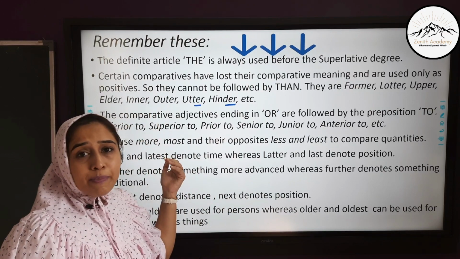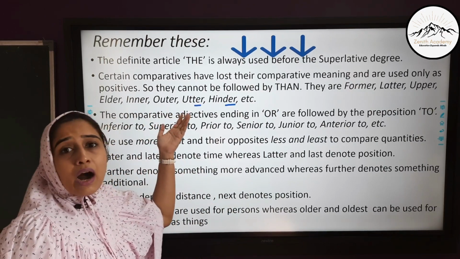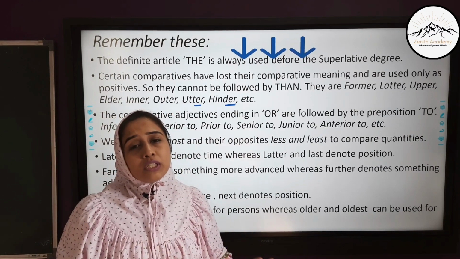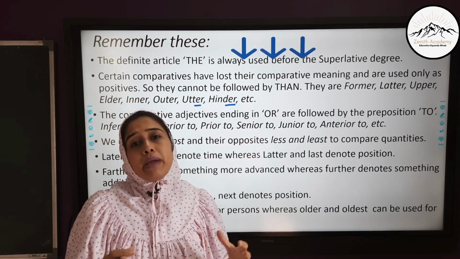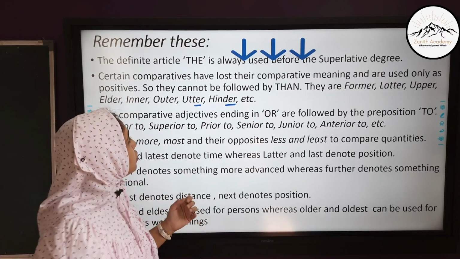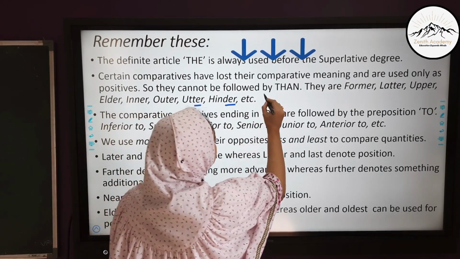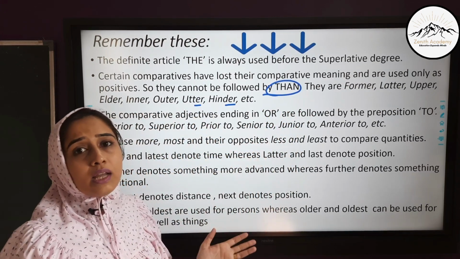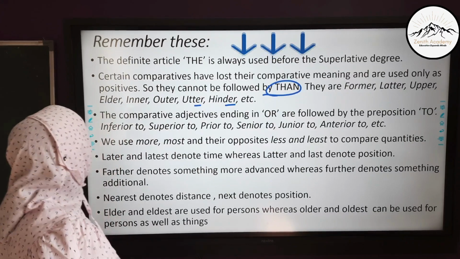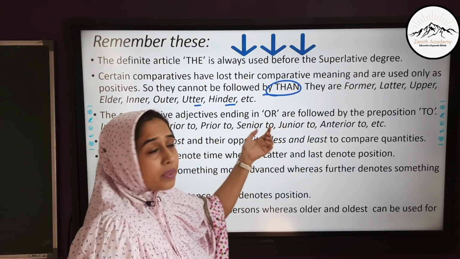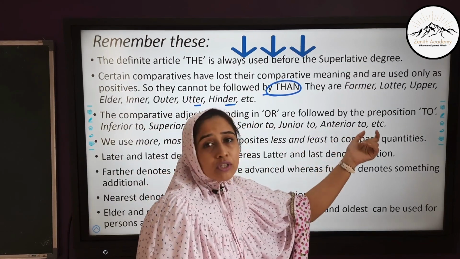This is the inner space. We have an outer veranda. So all these words are used in the positive form without making any comparison with any other set of things. And also remember that these words cannot be followed by than, because they are in the positive form and not in the comparative form. Next one is: comparative adjectives ending in or are followed by the preposition to.